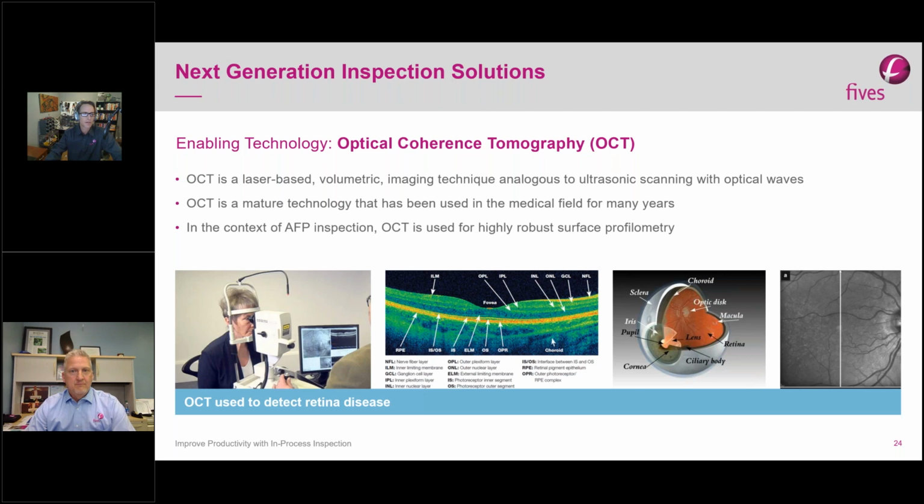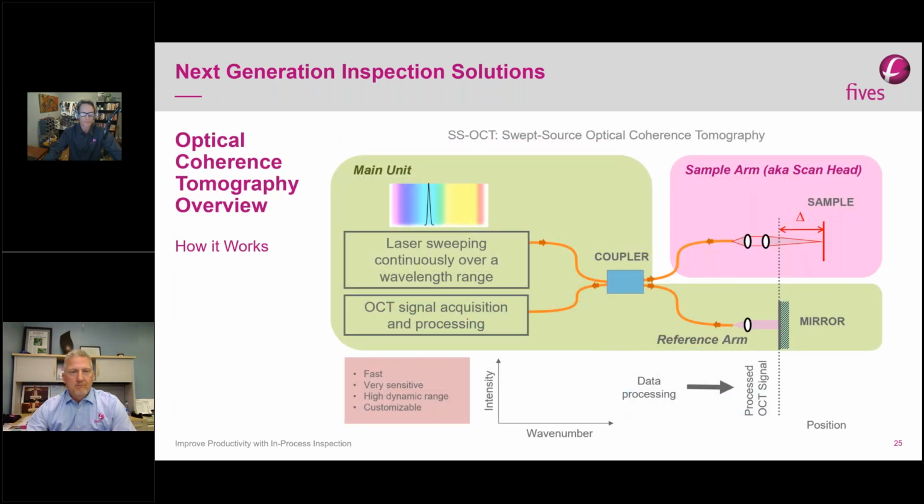So the technology is called optical coherence tomography, OCT. It's laser-based volumetric imaging, right? The word tomography is used, and it's analogous to ultrasound, right? So ultrasound is another volumetric imaging, but it uses optical waves, right? Laser light. It's mature. It's been used in the medical industry for many years. And in our context, we were enabling OCT for an AFP application, using it right now as highly robust surface profilometry. You can see some of the images where it's used in the medical imaging field.